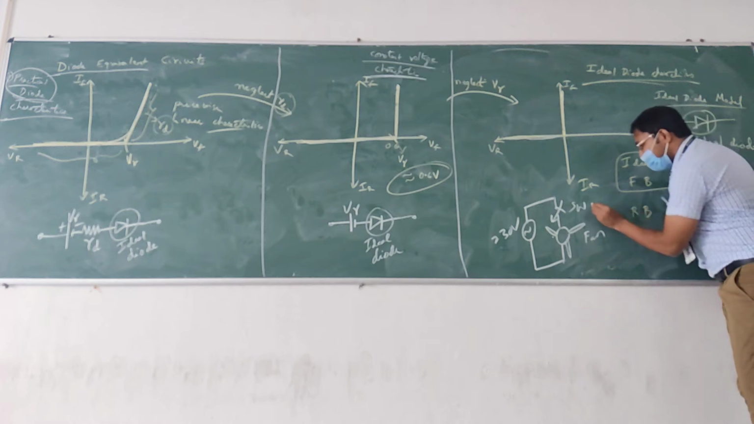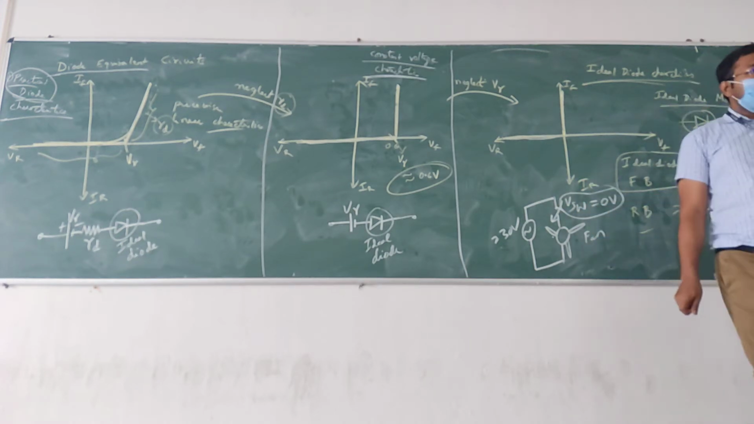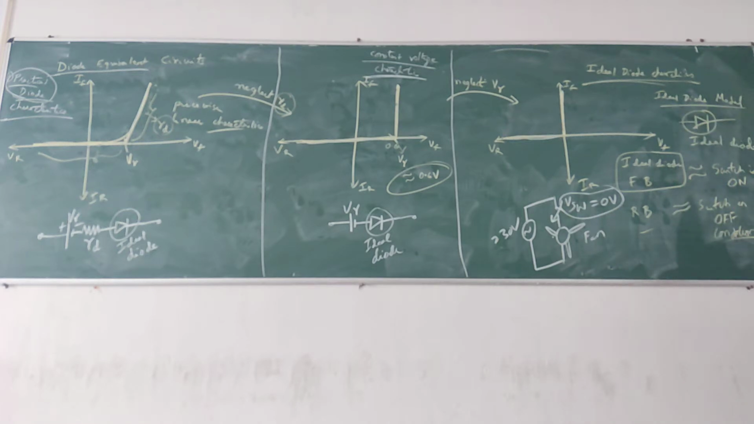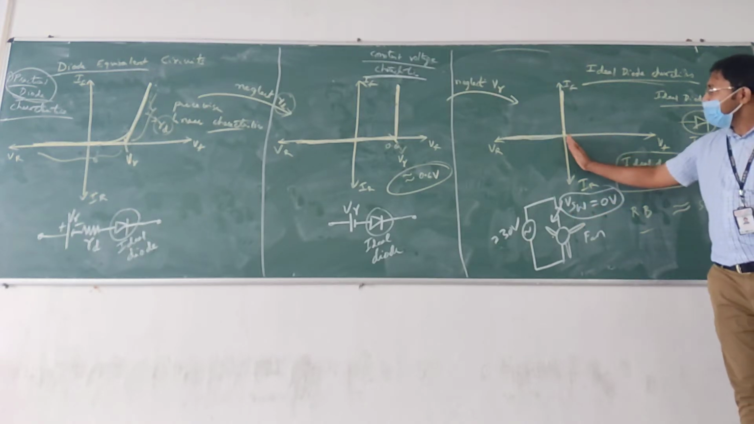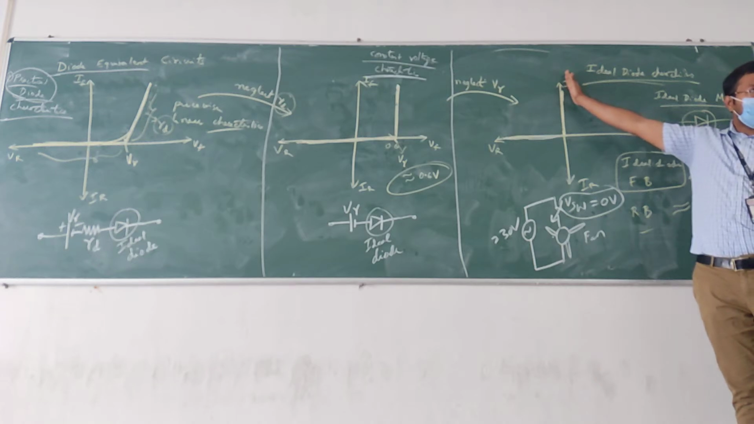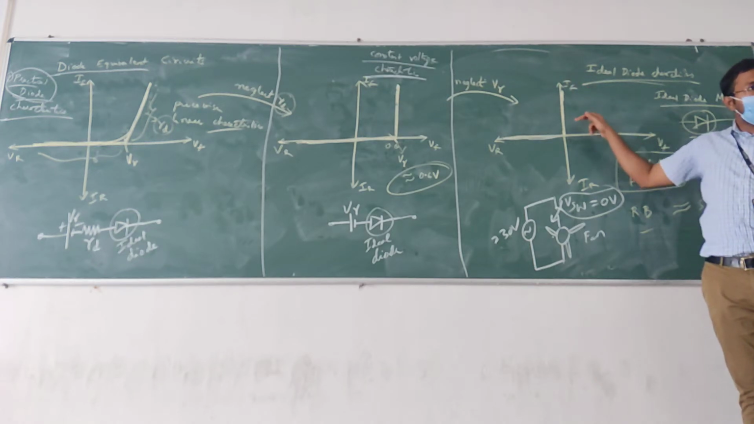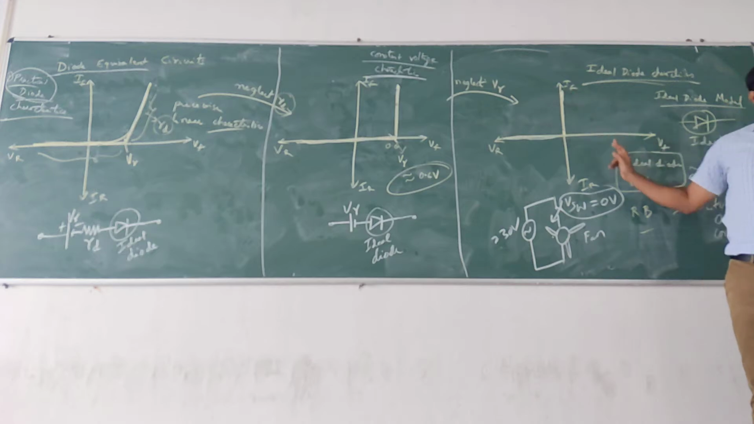So the switch voltage will be 0. V switch will be 0 volt. Ideal case. Practically there is some small value like 0.00-something. Ideally this switch takes 0 volts. So when the switch is on, we are traveling here, at 0 volts. Justified?